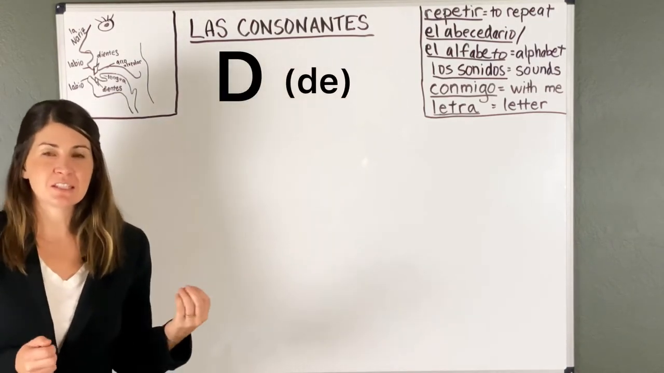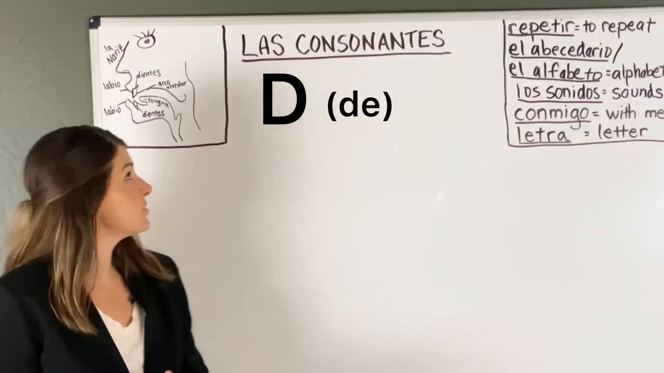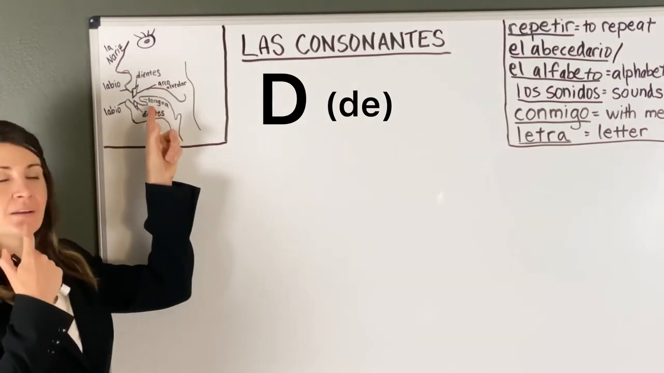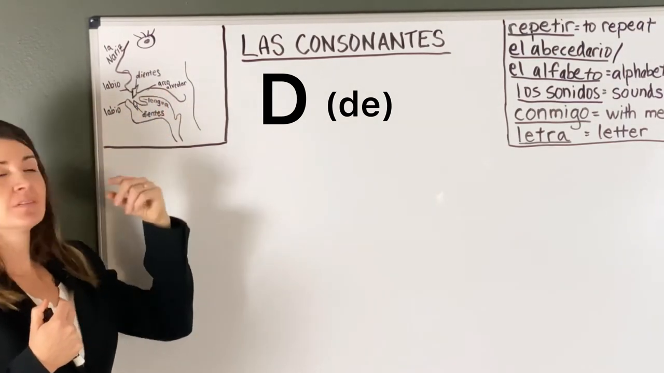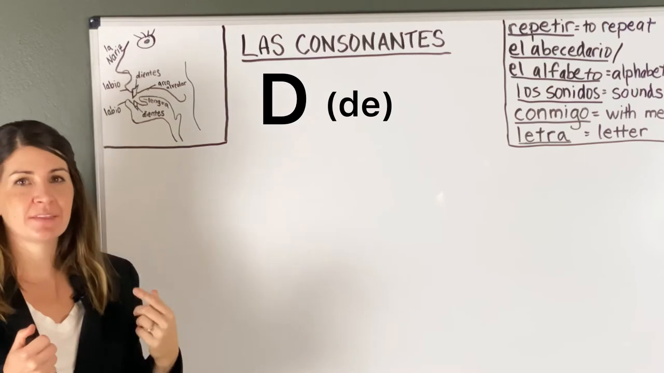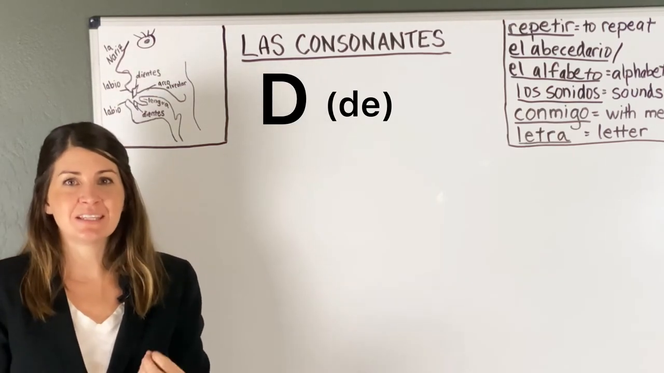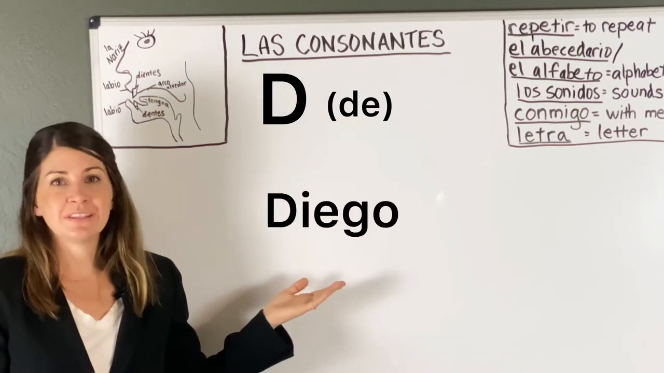The D in Spanish is similar to the English D, produced by placing la lengua, your tongue, on the arco alveolar, the ridge of your mouth. De, as in dad. De en español, como Diego.